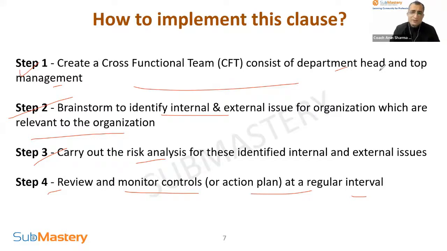Some organizations are implementing this in a sincere way, and some are doing it on paper only. So if an organization really wants benefit out of this clause, they need to understand and implement this requirement in a structured way. That's where they can get the full advantage of this particular clause requirement. Okay.